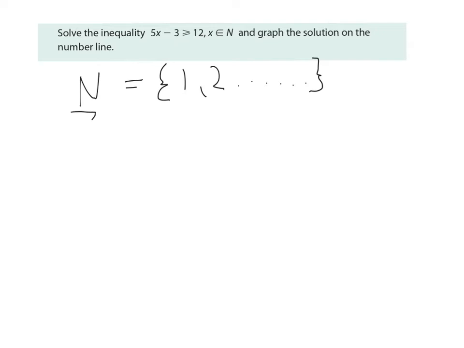We've also got our integers. They're denoted Z, and that would be both our positive and negative whole numbers. So that would also include the negative numbers. So for example, -3, -2, -1, 0, 1, 2, and so on and so forth.